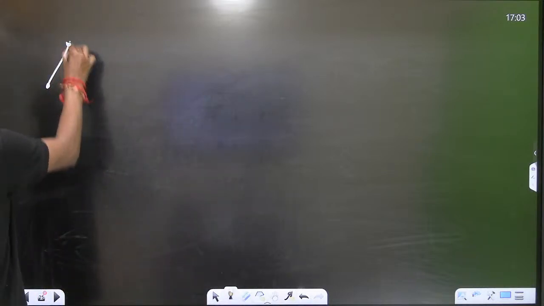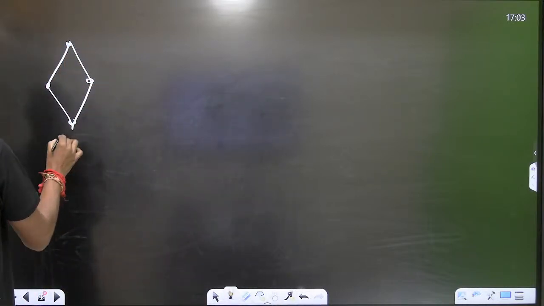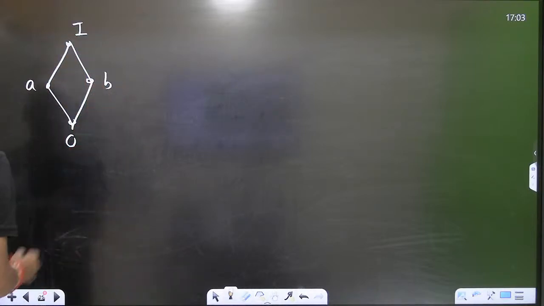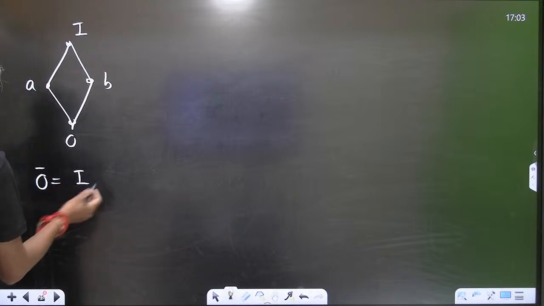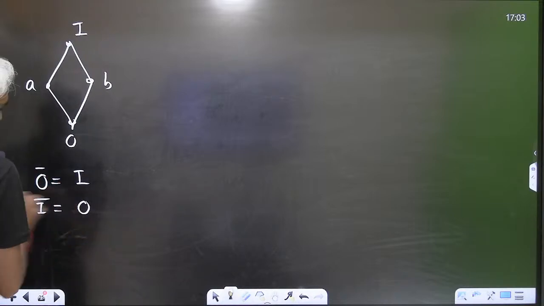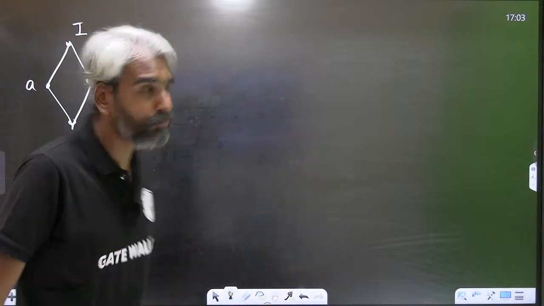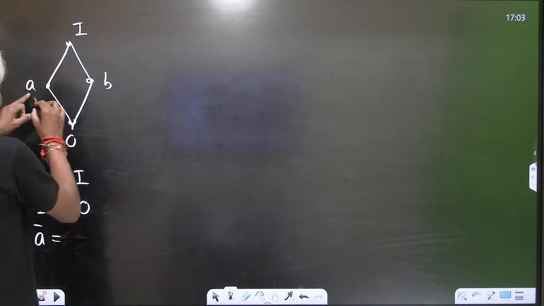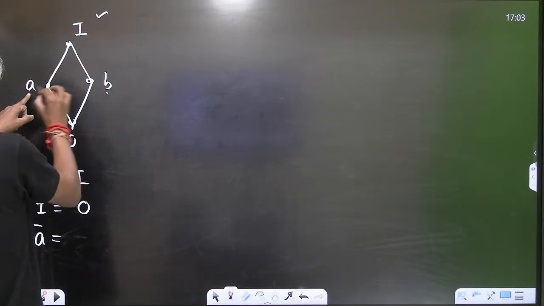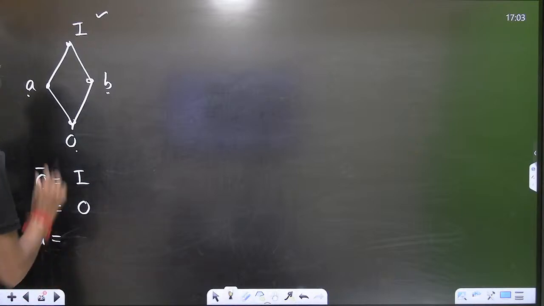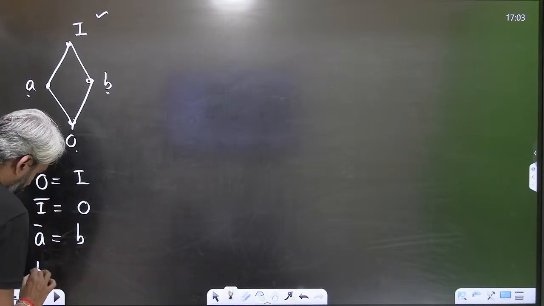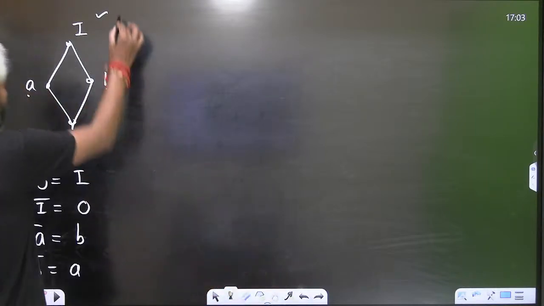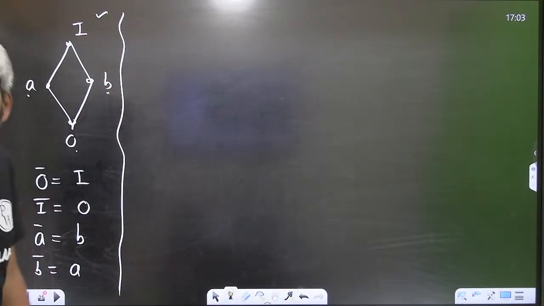Let's say this is your poset, with lower bound O, upper bound I, and elements A, B. Please tell me what is the complement of O. We already know the complement of O will be I, and the complement of I will be O. Now, apart from that, what will be the complement of A? If we take the least upper bound of A and B, it will be I, and the greatest lower bound will be O. So A and B are complement of each other. So you may say that there will be a unique complement. No, it's not necessary.